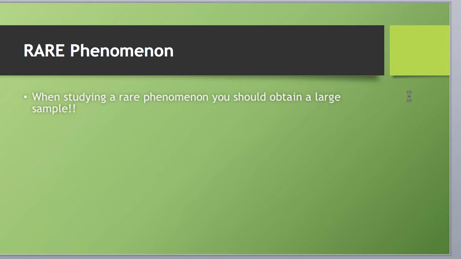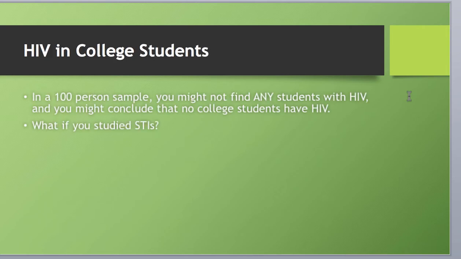Whenever you study a rare phenomenon, you should obtain a large sample. Okay, doesn't matter what it is. If it's just considered a rare phenomenon, make sure you have a large sample. Okay, here's an example. In a 100-person sample, you might not find any students with HIV. Okay, so you might conclude that no college students have HIV. But what if you say STDs? Okay, so what you don't realize is that there's just over 12,000 new HIV infections in persons ages 13 to 24 per year. So that's still a lot.